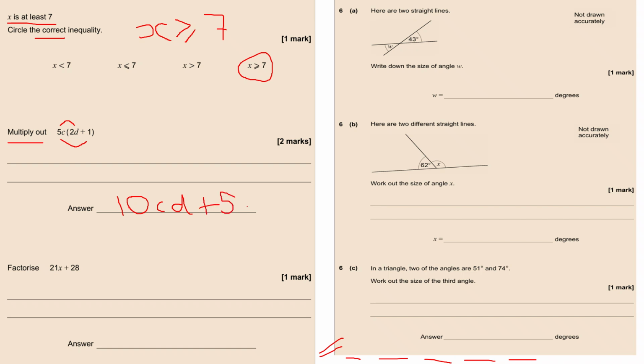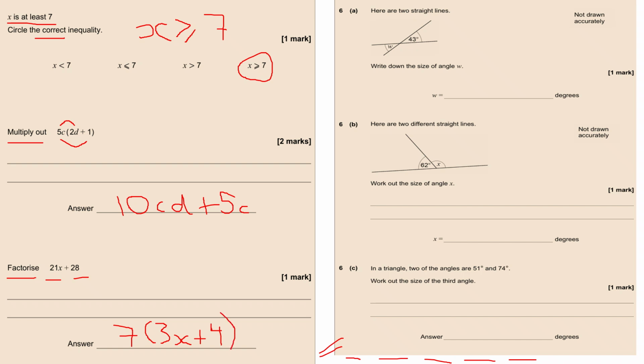Next up, we have to factorize 21x plus 28. So it means to put into brackets. The highest common factor is going to be 7. So 7 brackets. Now 7 times what makes 21x? 7 times 3x makes 21x. And 7 times what makes 28? In this case, it will be plus 4, or positive 4. 7 times 4, guys, is 28.